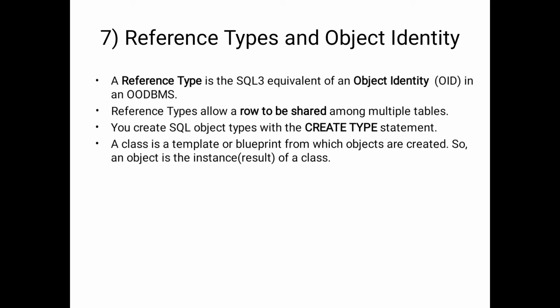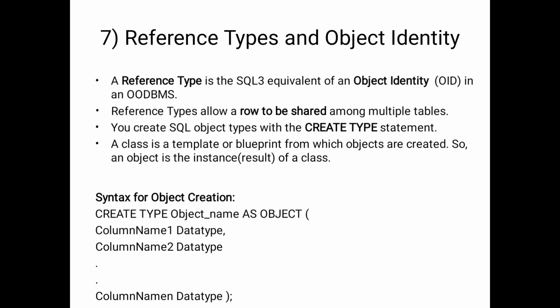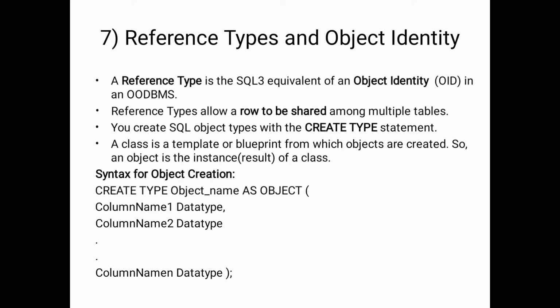Here a class is a template or blueprint from which objects are created. Here each and everything is observed by the class. That's why we mention a class is a blueprint from which objects are created. So an object is simply an instance of a class. Here please observe the syntax of how to create the object. Next we will see how to utilize those objects.